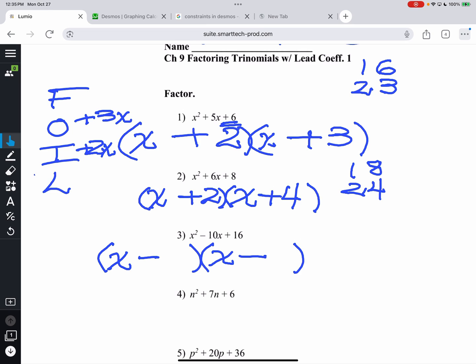So, 16, we could have 1 and 16. We could have 2 and 8. 3 won't go. 4 and 4. So, two factors that equal 16, that when you add, you get 10. 8 and 2. Yep. Which could be x minus 2, x minus 8, either way.